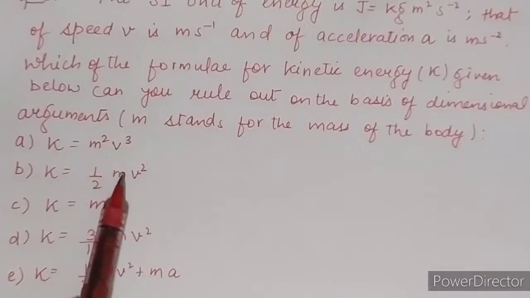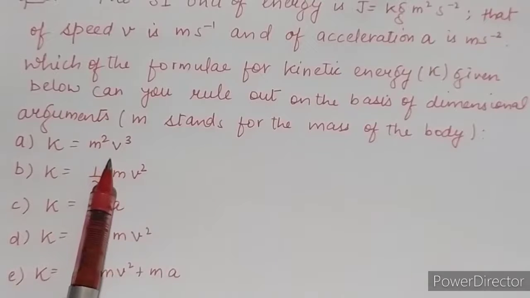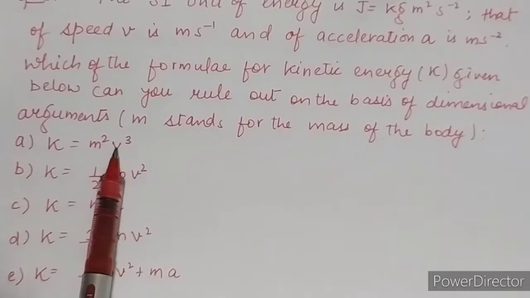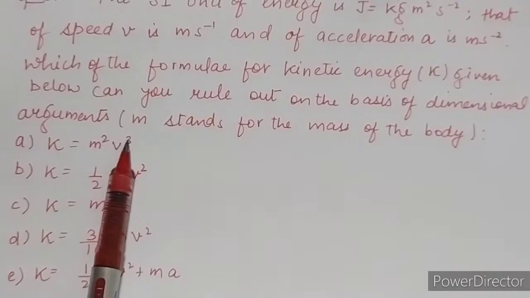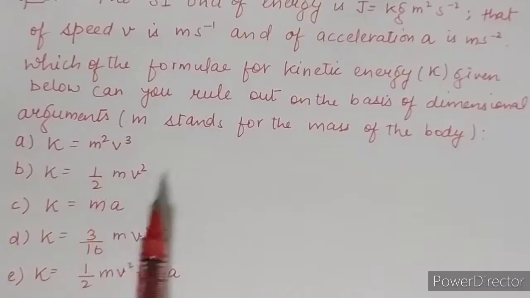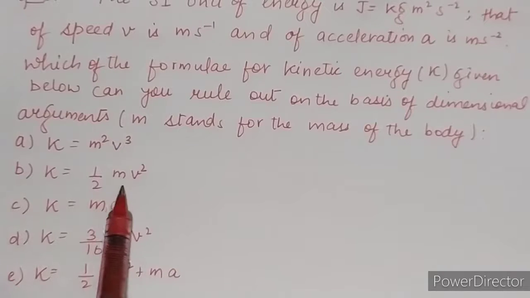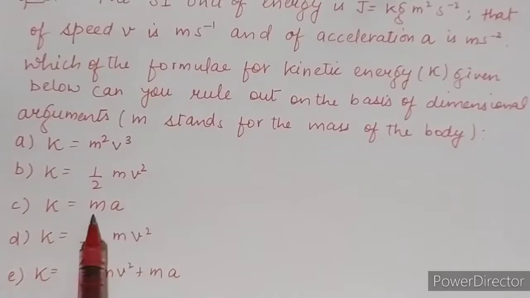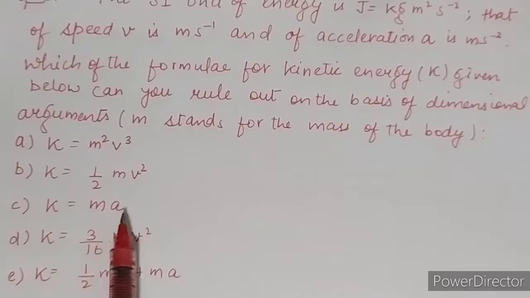So if you have solved the first one, what was there, beta? M square velocity cube, meaning L3 t minus 3. This one, m1 L2 t minus 2. This one, m1 L1 t minus 2. This one, m1 L2 t minus 2. This one, m1 L2 t minus 2 plus m1 L1 t minus 2, then you have to add them.